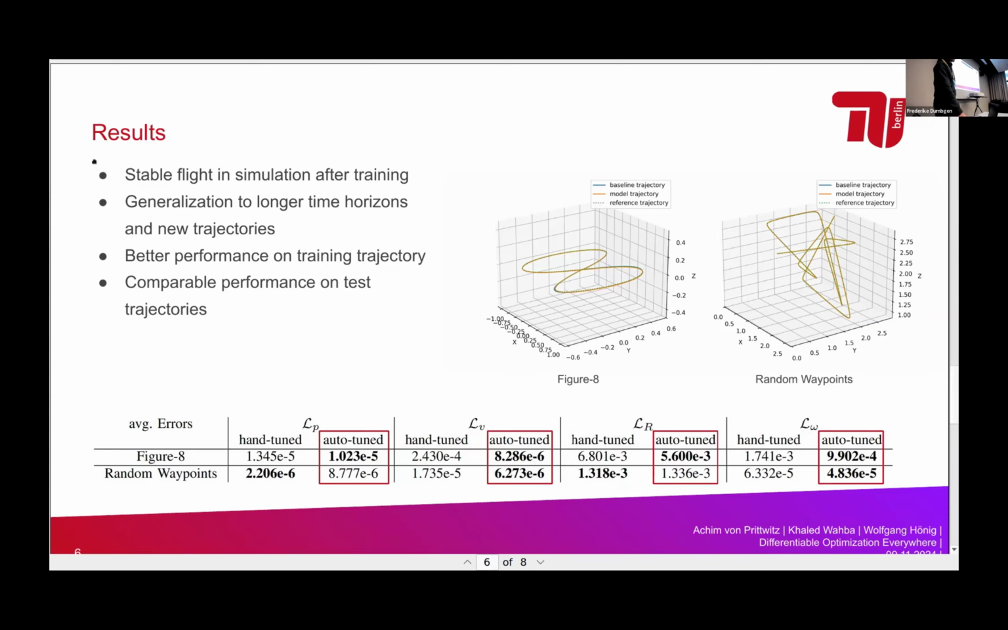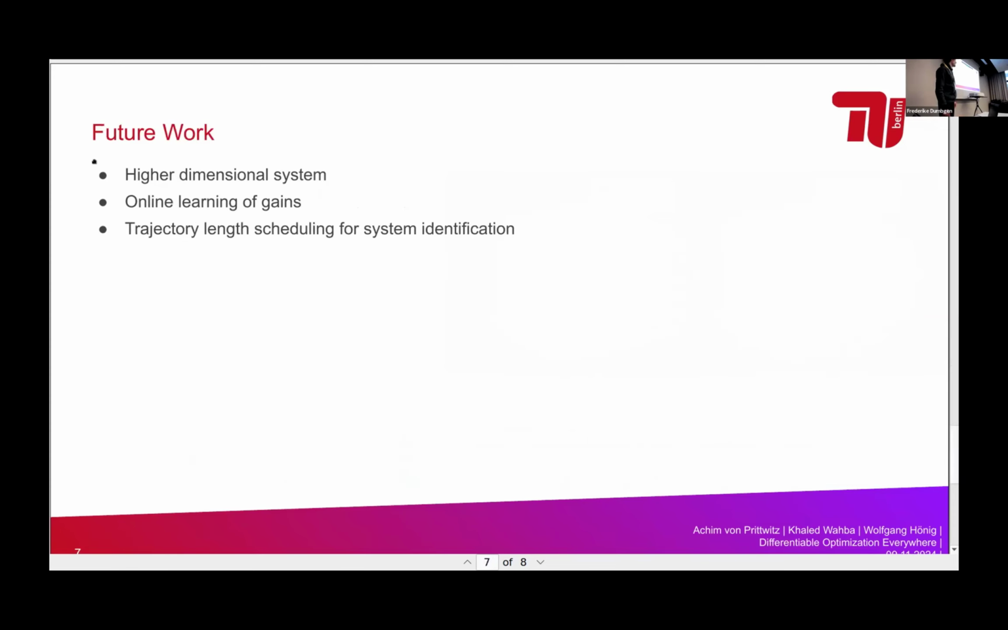In the future, we want to investigate how we can use it for even higher dimensional systems, and we want to see whether we can use the approach in an online fashion. We also want to investigate other problems where you have to reason about a long time horizon and how we can use it to stabilize optimization for these problems too.